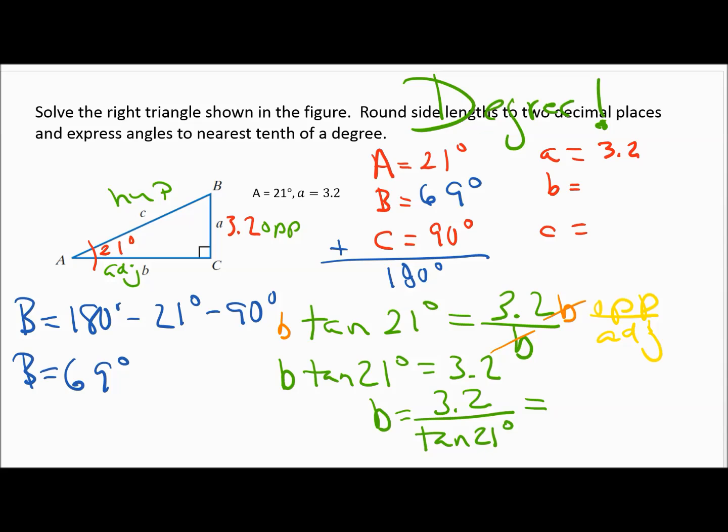And when I type that in my calculator, I get 8.33628. It keeps going. It says round side lengths to 2 decimal places. So we're talking 8.34 units. And that's my B value. So I'm going to put it up here, 8.34. Now I still have to find C.